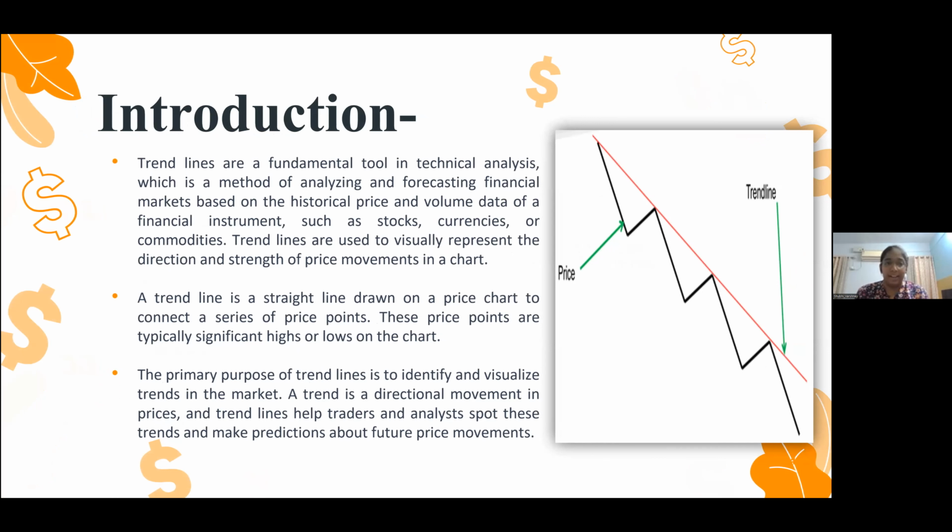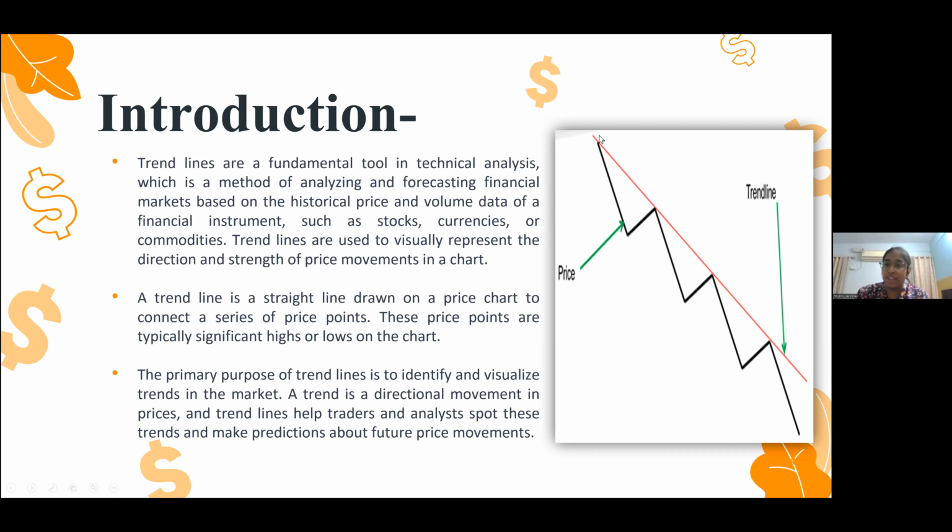So what are trend lines? Trend lines are a fundamental tool in technical analysis, which is a basic method of analyzing and forecasting the financial markets based on various parameters such as historical price, volume, RSI strength, and so on. These trend lines are used to visually represent the direction and strength of price movement. Now, what is a trend line? A trend line is a straight line drawn on a price chart to connect a series of price points.